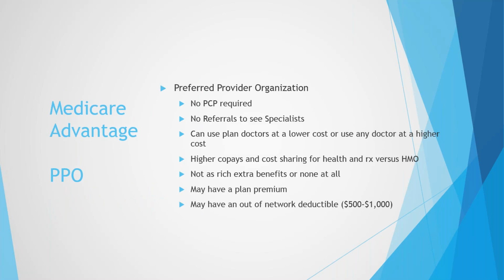PPO is the other one, preferred provider organization: no PCP required, no referrals to see specialists. Can use plan doctors at a lower cost or use any doctor at a higher cost. High copays and cost sharing versus HMO. Not as rich with the extra benefits. They may have a plan premium, depending on the county they're in. And a lot of them I'm noticing have an added network deductible, usually between $500 and $1,000.